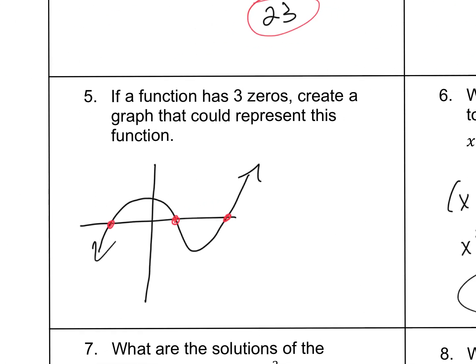This one says, if a function has 3 zeros, choose a graph that could represent the function. Again, it'll be multiple choice, so you'll see 4 options. I just wanted to remind you that when you see the word zeros in a function, based on the graph, the zeros are where the graph crosses the x-axis. So this one would have 3 zeros. If you have a question about 4 zeros or 6 zeros or whatever, you're looking for the number of times it crosses the x-axis.